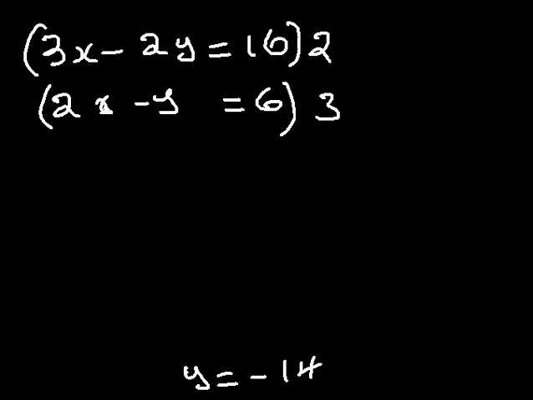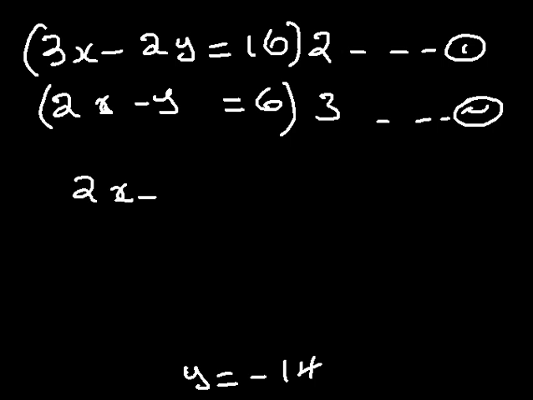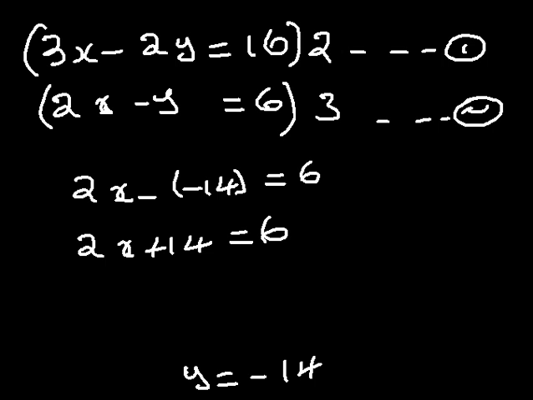By the way, we need to indicate that this is equation 1 and this is equation number 2. Now we'll have to substitute into either equation 1 or 2 for y in order to solve for x. So in this case, let's substitute into equation 2. We'll have 2x minus, where there is y, we're going to put negative 14. We'll have negative 14, which is equal to 6. We have 2x plus 14 is equal to, actually, 6.